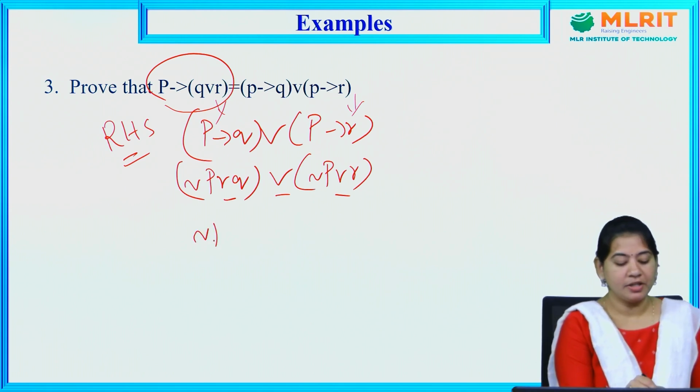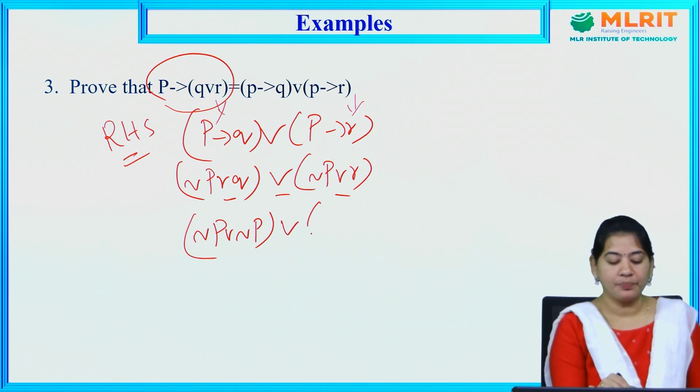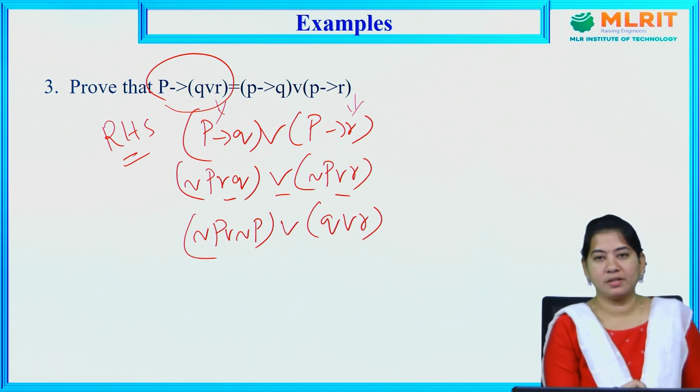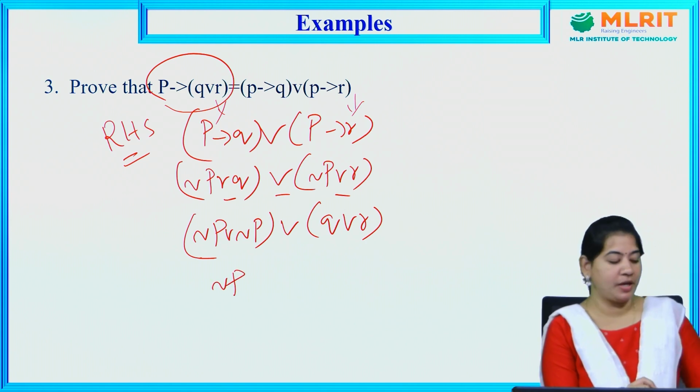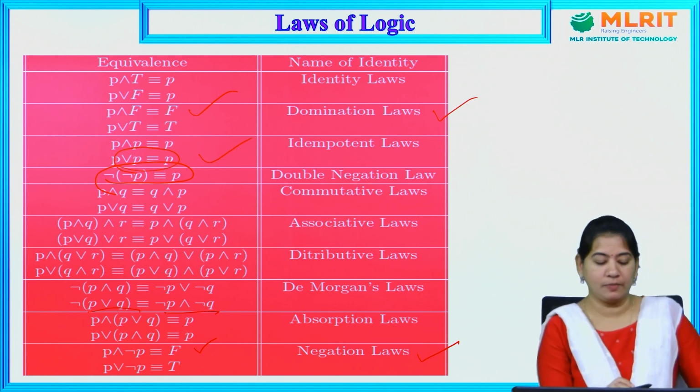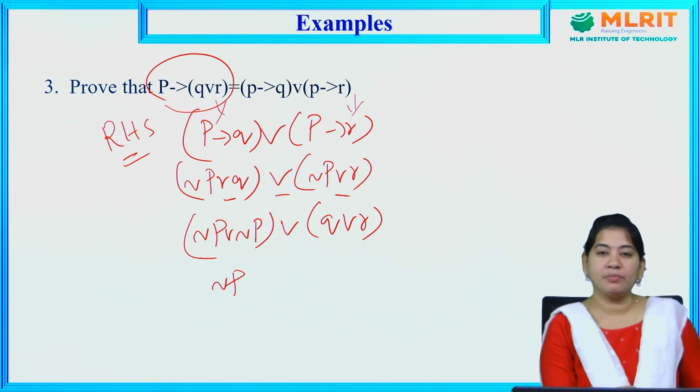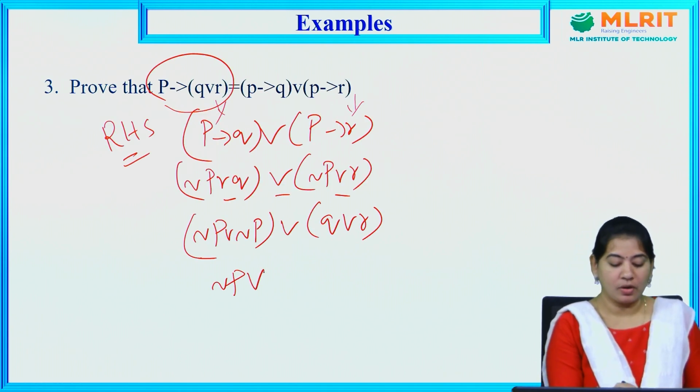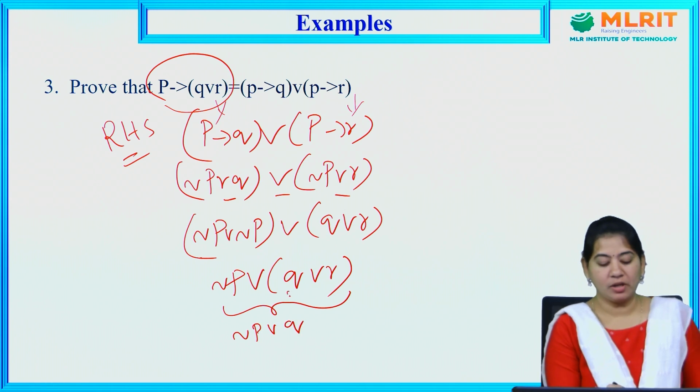So negation P or negation P, here I am grouping the variables, or Q or R. Now, negation P or negation P, simply you can write it as negation P. Why? Because P or P is equivalent to P, which is called the idempotent law. In the same way, here negation P or negation P is negation P, or Q or R. Here I am just representing this as negation P or (Q or R). This total I am considering as one unit.